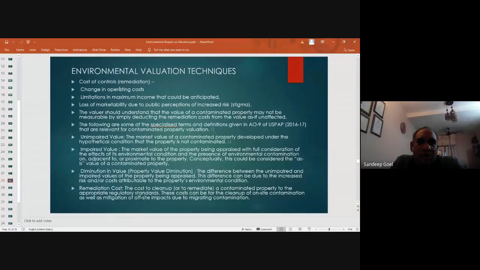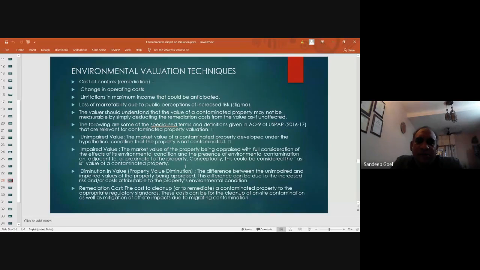Which is impaired value? Unimpaired value is the market value of the property developed under the hypothetical condition that the property is not contaminated. Impaired value is the market value of the property being appraised with full consideration of the effect of all environmental conditions and the presence of environmental contamination. The example which we have had will explain all these things.